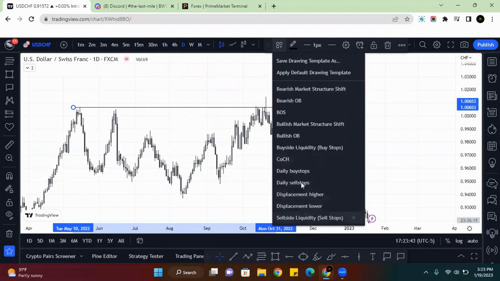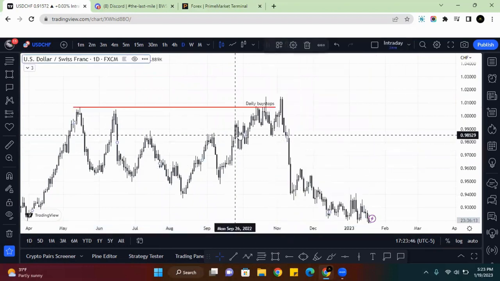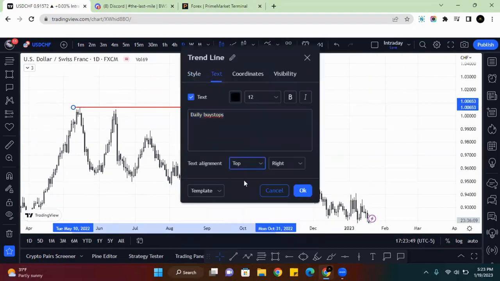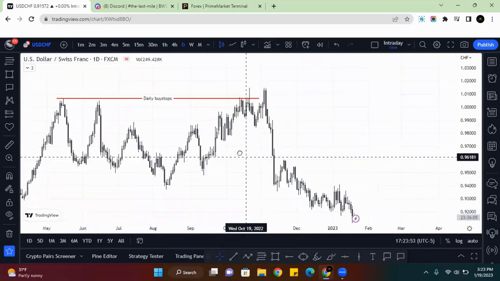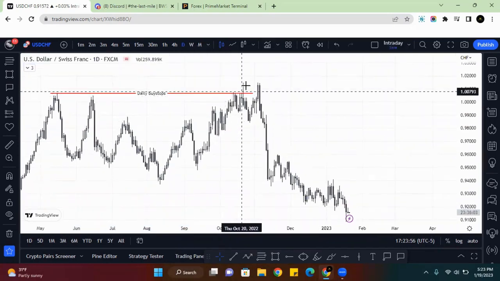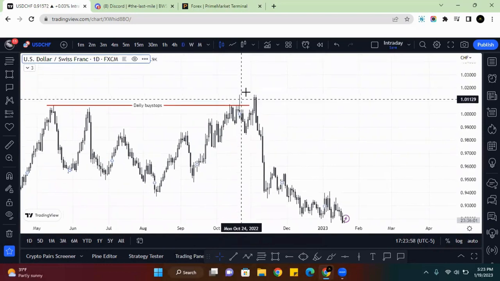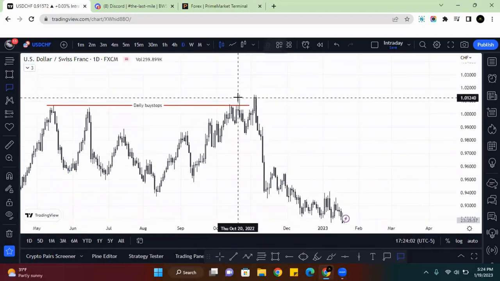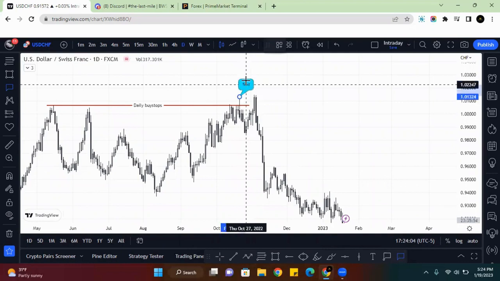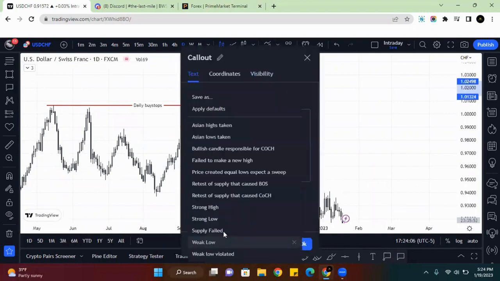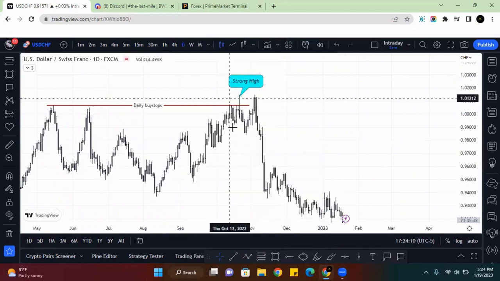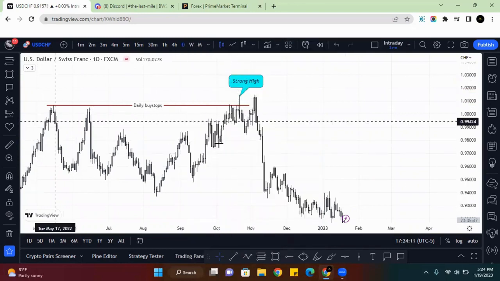So we have daily buy stops right here that were taken. I'll put this in the middle, actually, way better in the middle. Daily buy stops that were taken right here, and obviously price came up and took those daily buy stops, which created the strong high. And we talked about that already, right? Created the strong high. The reason why this is significant is because we're going to be using some things that I've already talked about just to show you how it flows with what I'm teaching.